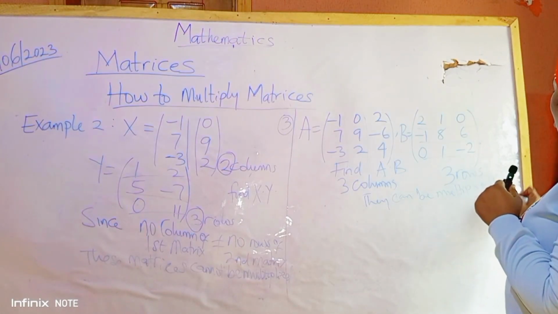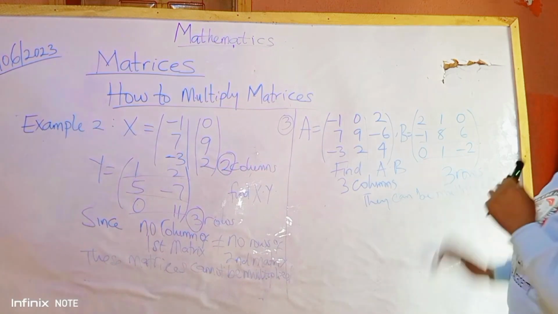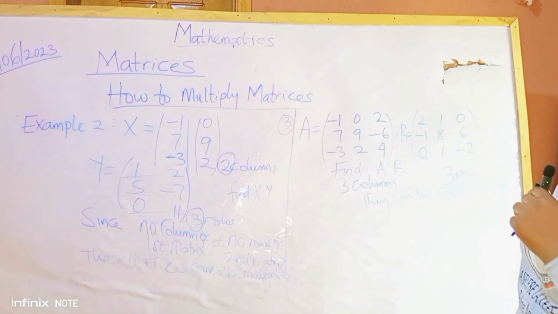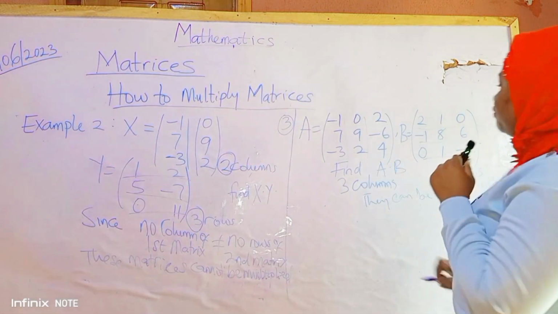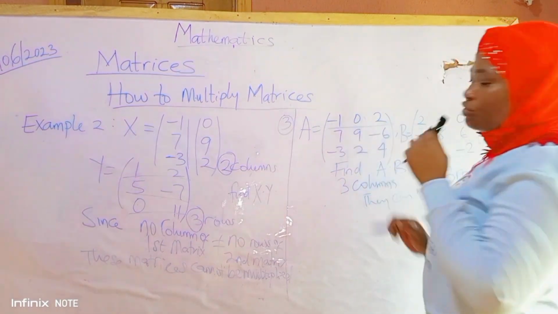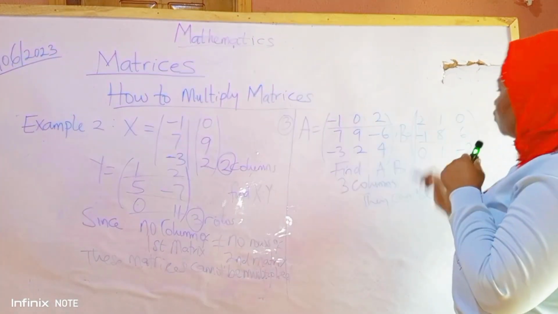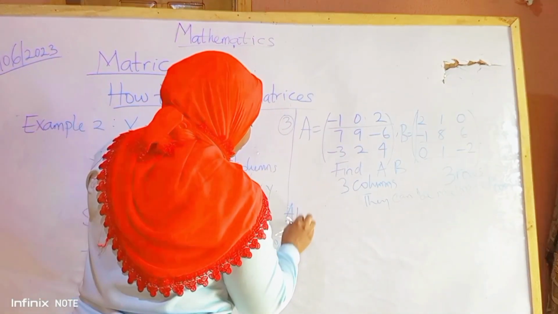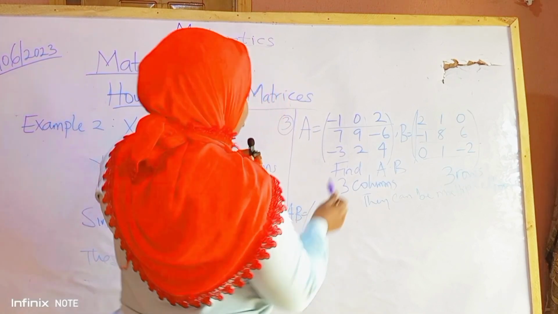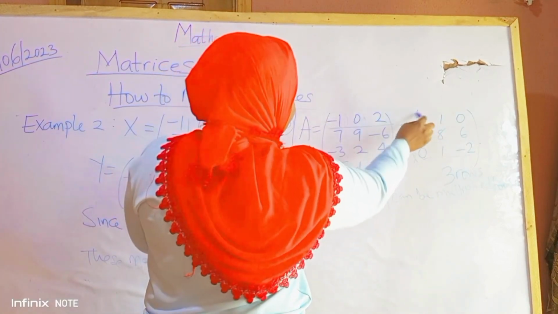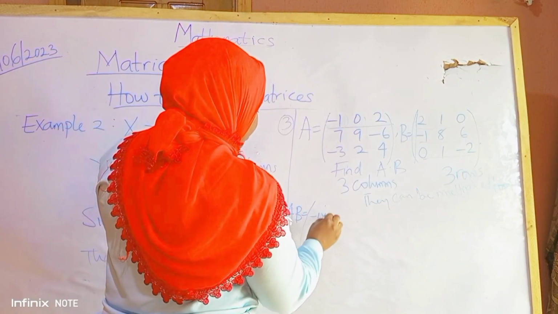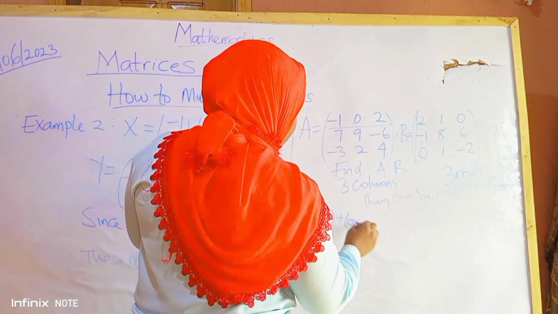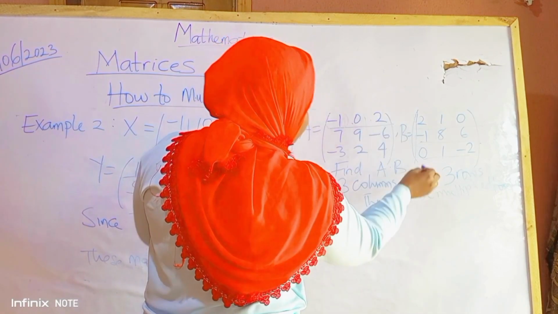Why? Because the number of columns of the first matrix is the same thing as the number of rows of the second matrix. So after knowing that they can be multiplied together, let's now multiply them. So the first thing is that go to the first row of the first matrix, then the first column of the second matrix. Multiply them together. You multiply, you add. Is equal to. So you take the first element here, multiply by 2. So we have minus 1 multiplied by 2 plus 0 multiplied by minus 1 plus 2 multiplied by 0.